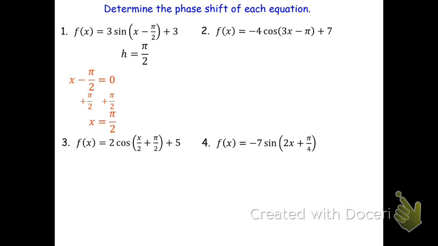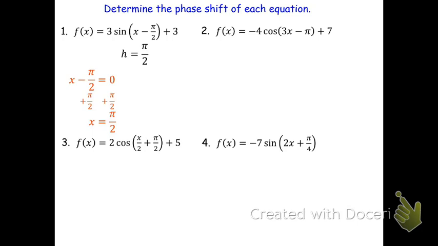Now the other three problems up here, the b values are not 1. So these are going to be a little bit trickier to find. We either need to factor the argument, the piece in the parentheses, and then look at x minus h, or we take the argument, set it equal to 0, and solve for x. So I'm going to show you both methods here.